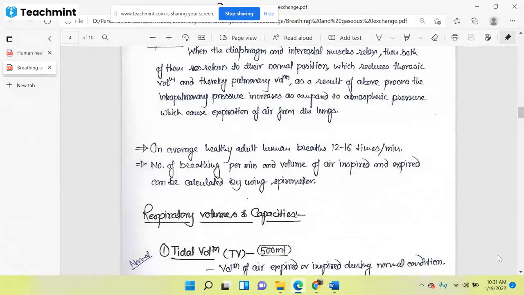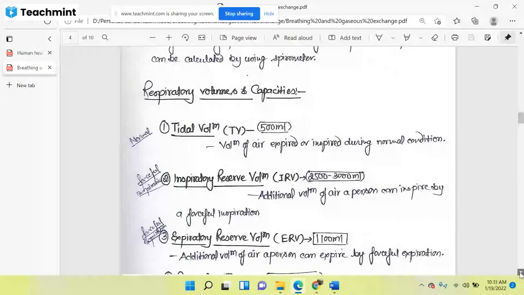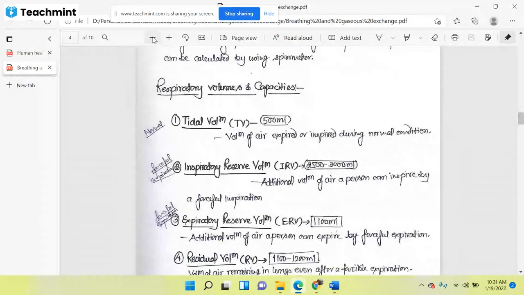Okay. Now we'll see some data. So here, respiratory volumes and capacities. Based on different mechanisms, we have particular data which is associated with the inspiration and expiration volume of the air. So here first is the tidal volume.